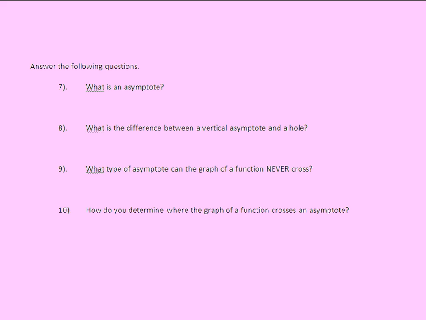Alright, now just some basic questions. What is an asymptote? An asymptote is just a line or a curve that a graph approaches. A line or curve that a graph will approach but not touch. That's the key thing. Now, it is possible to cross a horizontal asymptote, but not a vertical asymptote.